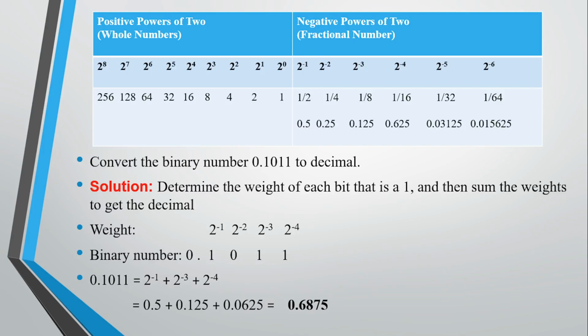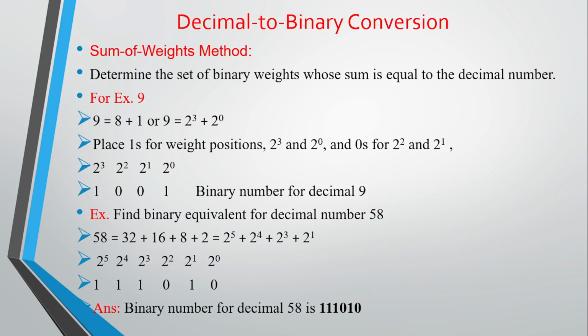So, after knowing binary to decimal conversion, let us do decimal to binary conversion. There are two different methods actually, and the very first one, somewhat not a systematic one, is the sum of weights method. In this method, we simply determine the set of binary weights whose sum is equal to the asked decimal number. For example, it is asked to convert decimal 9 to binary. You take the binary weights whose sum is equal to 9. And from the table, I will find that it is 8 and 1, which summed together give 9. So 9 can be written as 8 plus 1.